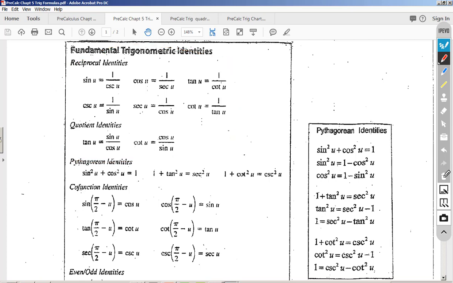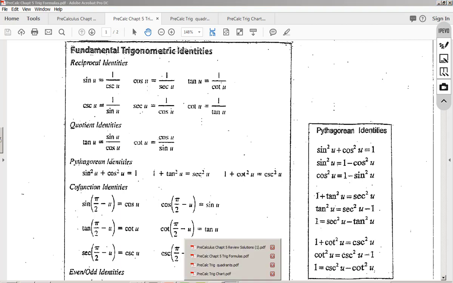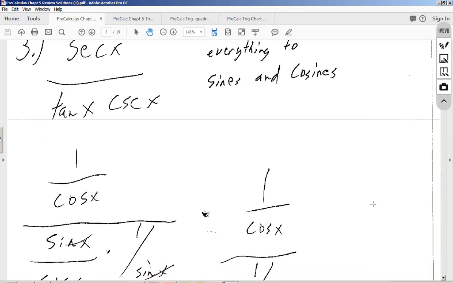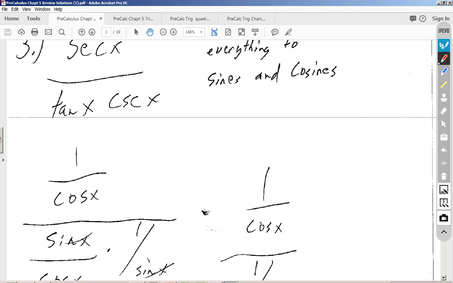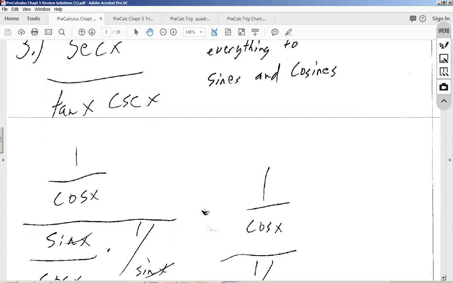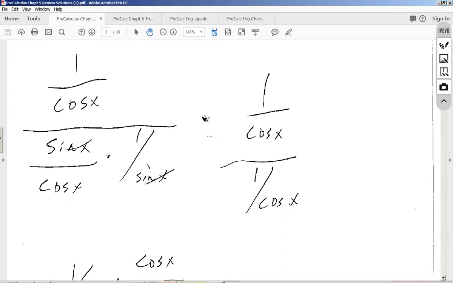So that's what I'm going to use to convert all those to sines and cosines. On my problem, the secant of x I'm going to convert to 1 over the cosine of x. The tangent of x I'm going to convert to sine over cosine. And the cosecant of x I'm going to convert to 1 over sine. So now I've got 1 over the cosine of x, all over sine of x over cosine of x, times 1 over the sine of x.